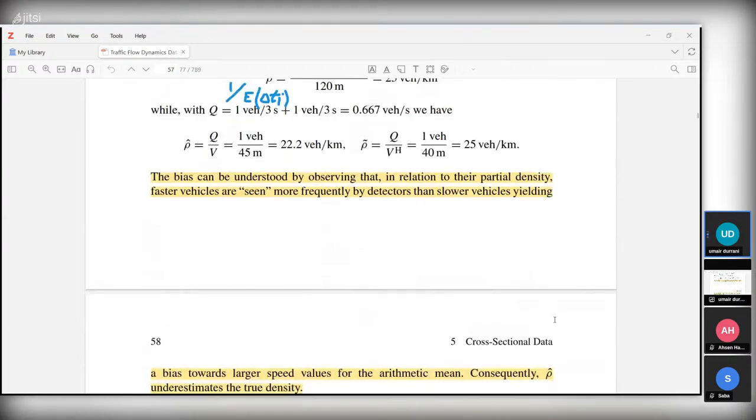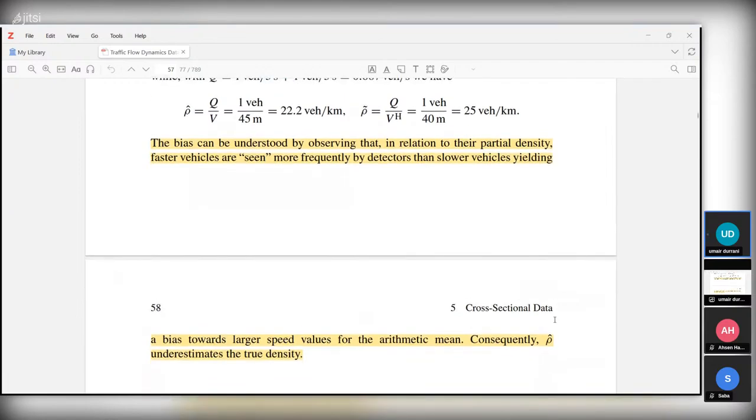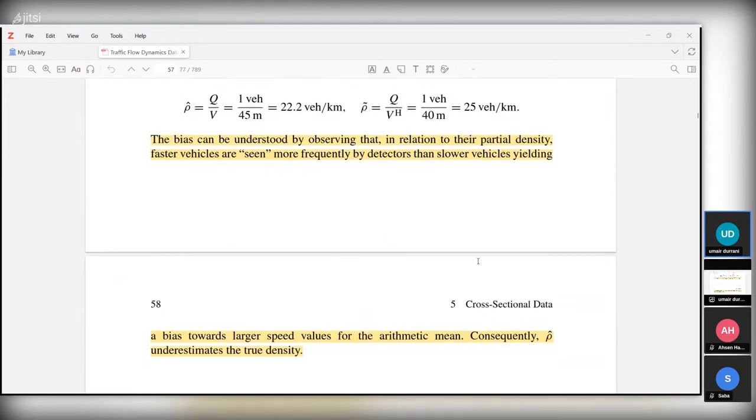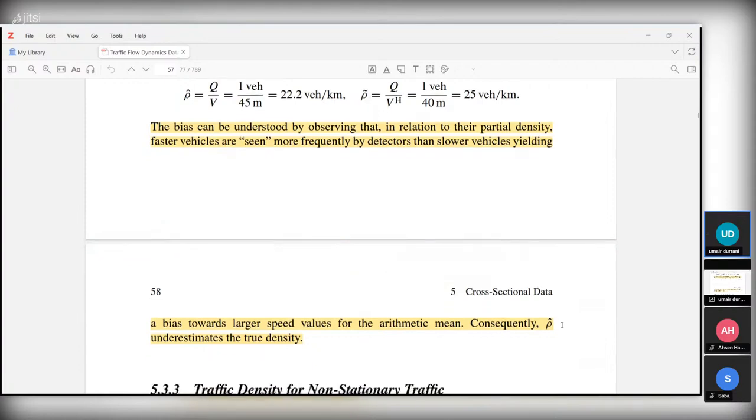Here they say the bias can be understood by observing that in relation to their partial density, faster vehicles are seen more frequently by detectors than slower vehicles, yielding a bias towards larger speed values for the arithmetic mean. So if you're using equation 5.16 here, that is using arithmetic mean, it means that faster vehicles will be observed more, and so we are underestimating the true density. That's why rho tilde is a better approximation of the true density.